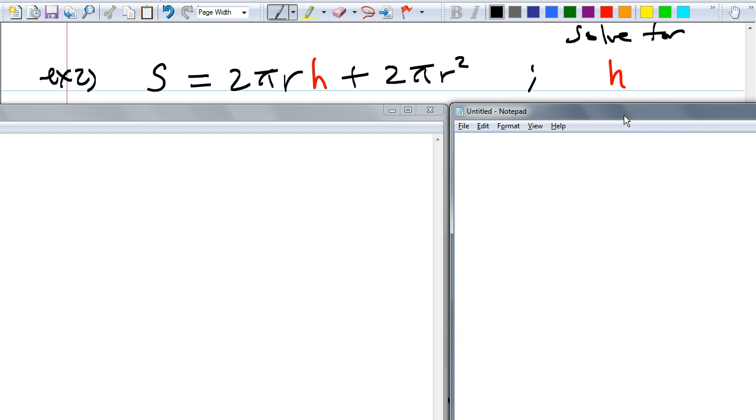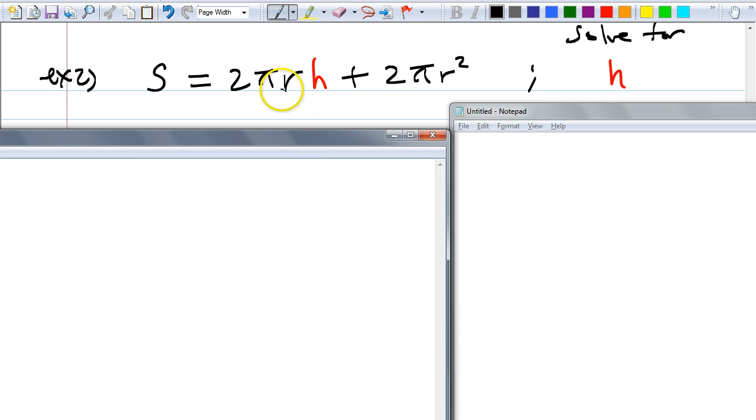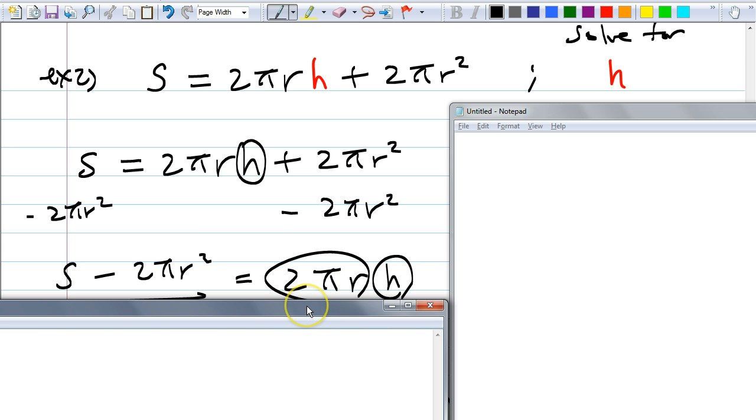All right, how about Carly? What should I do first? Subtract 2 pi r squared from both sides. That's right. I want to subtract this 2 pi r squared from both sides, because don't I want to get the term with h by itself? And you could treat this as some number, right? If you have a number plus some term with the variable, you just want to get rid of that to the other side so that you get a term with that variable by itself. So you're going to subtract 2 pi r squared from both sides, and you just get s minus 2 pi r squared is equal to 2 pi r h.